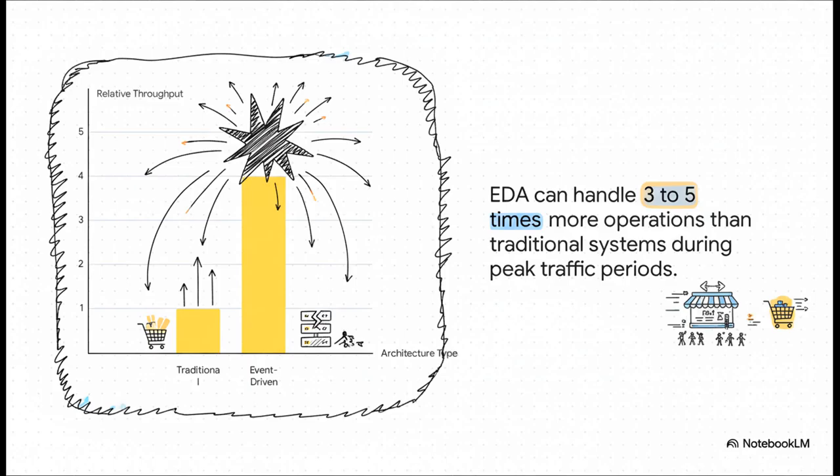During peak times, we're talking Black Friday, a big product launch, you name it, an event-driven system can handle 3 to 5 times more traffic than a traditional one. That is the difference between having very happy customers and having your website completely crash and burn.